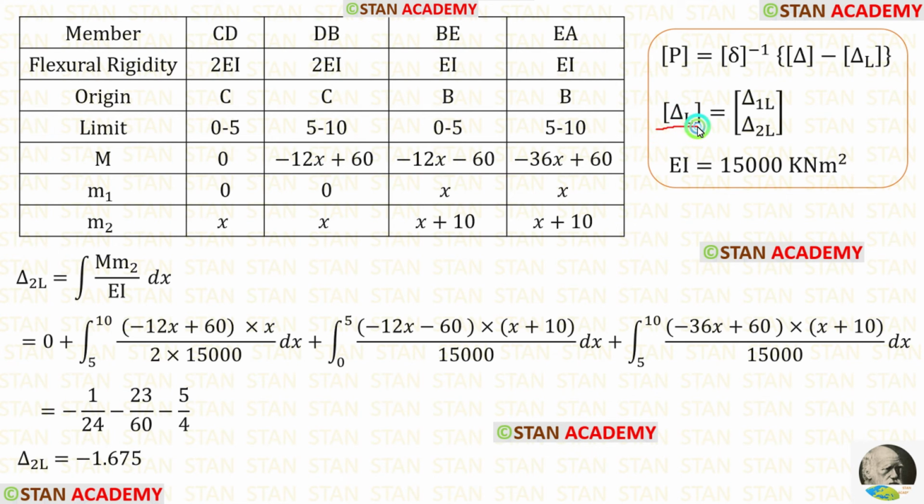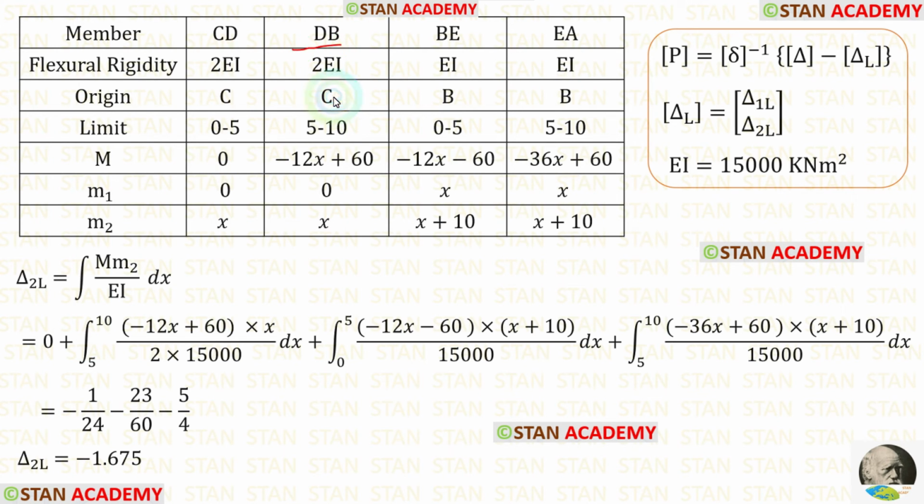In the delta L matrix, now let us find delta 2L. The formula is the integration of M M2 upon EI dx. For CD, the value of M is 0. When we multiply 0 with the x, we will get 0. So no need to make the integration.